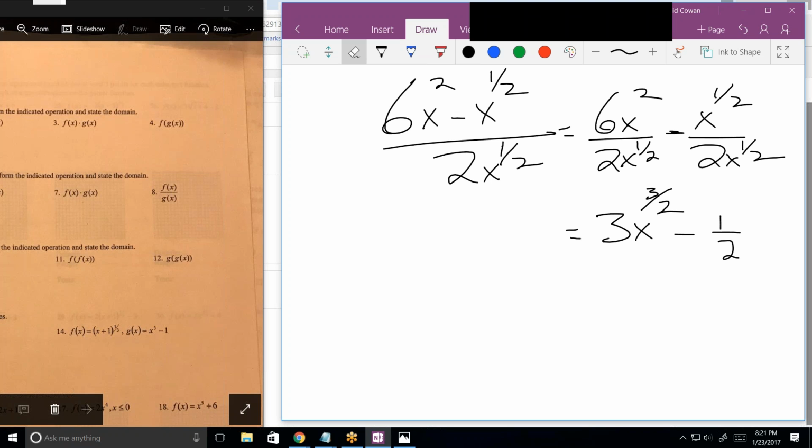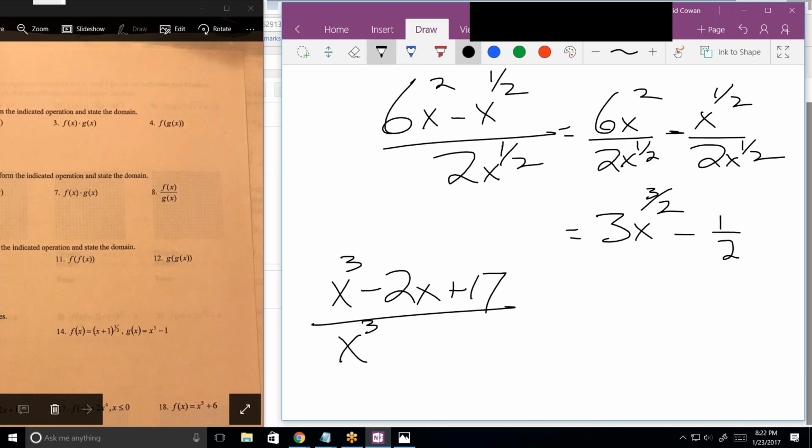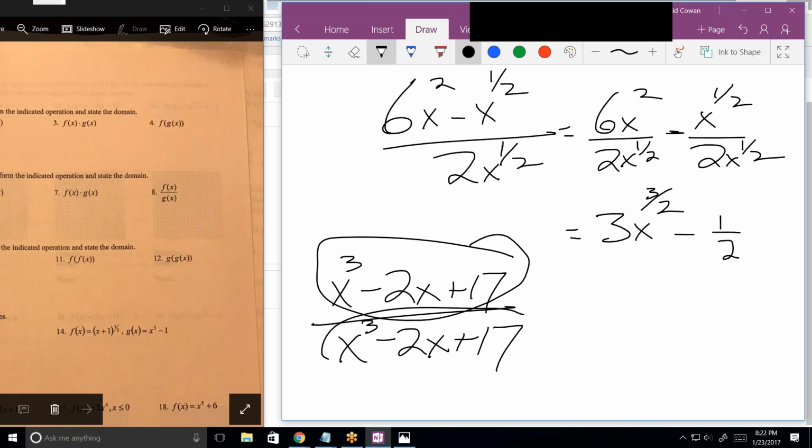It doesn't matter how complicated an expression I have. If I'm dividing it by the same thing, it's 1. In other words, if I had something like this, and I divide it by that, that's 1. I don't need to do any factoring. I don't need to do any math. I'm dividing something by itself. That makes it 1.